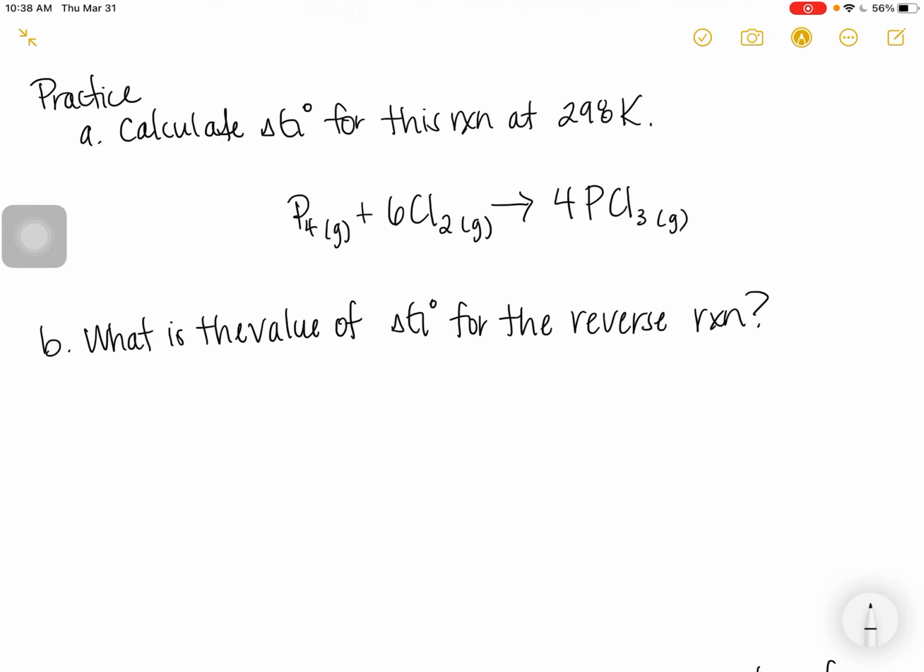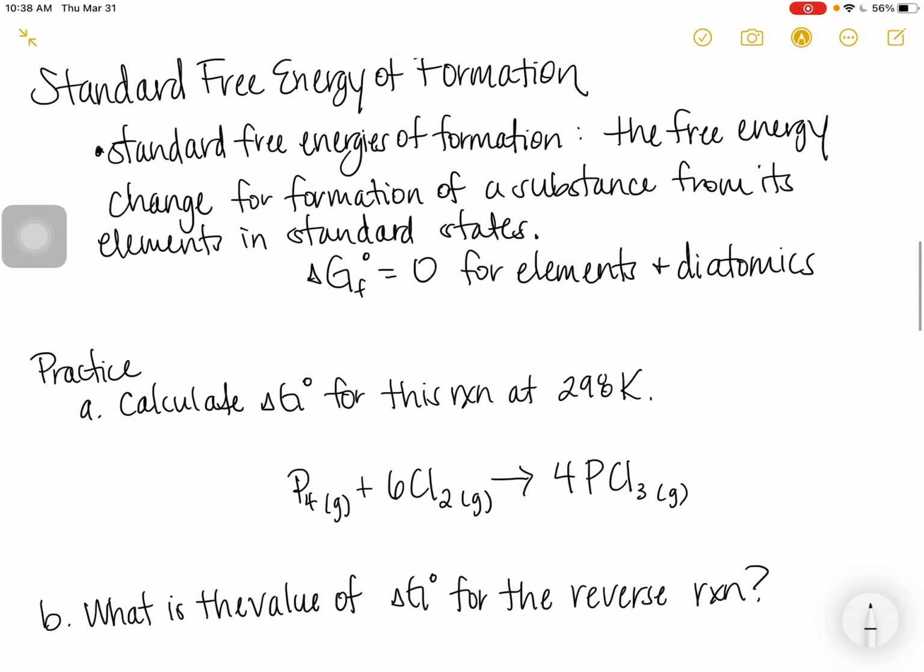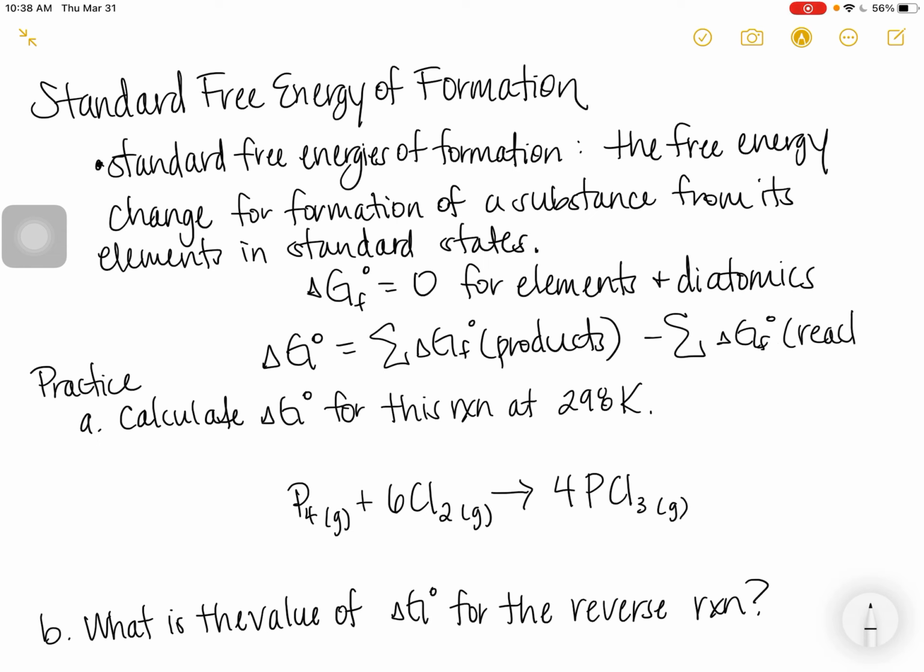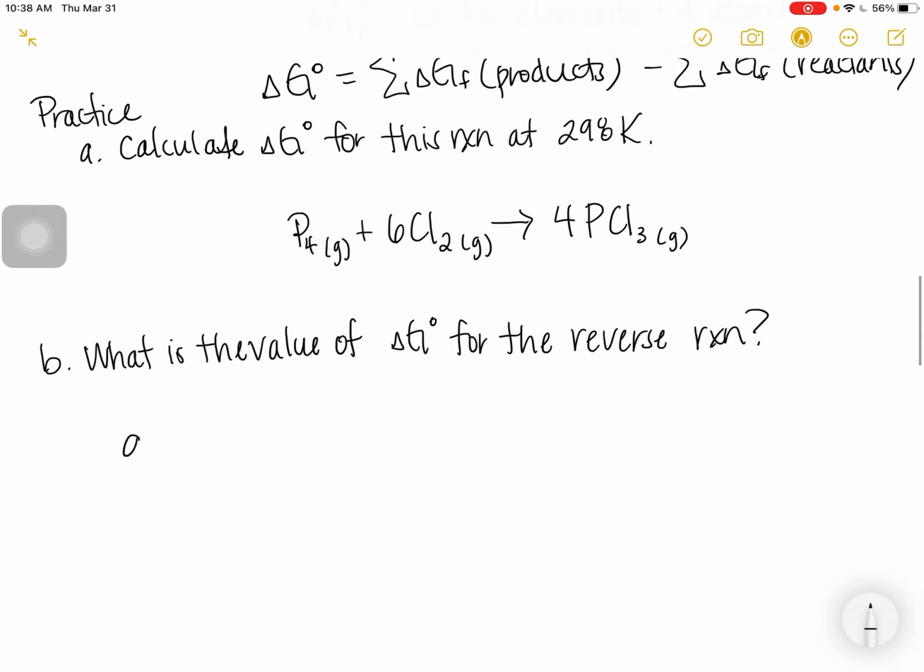So I need my chart of values, and this is where we do products minus reactants. So I guess I should write that up here, that I can calculate delta G at standard conditions by taking the sum of the delta G of formations of my products minus the sum of my reactants. And again, we refer to this as P minus R. We now know we can do this for delta H, delta S, and for delta G. And so that's what it's asking me to do in this problem.